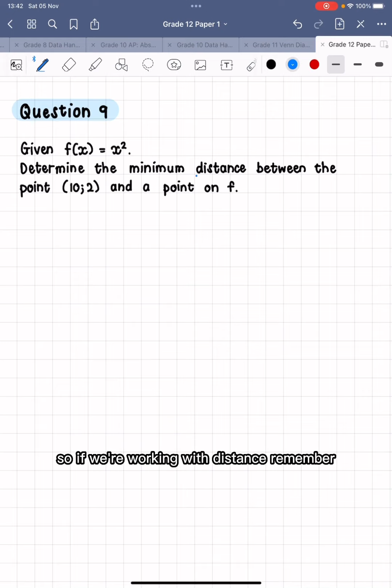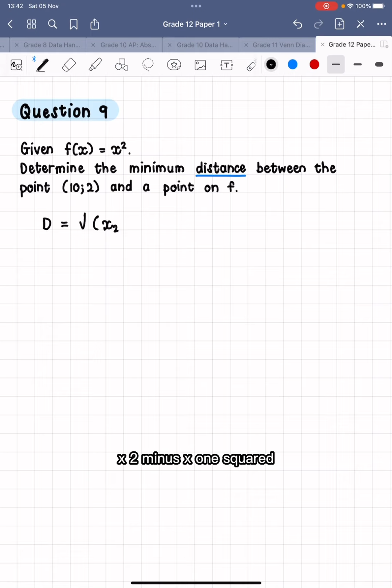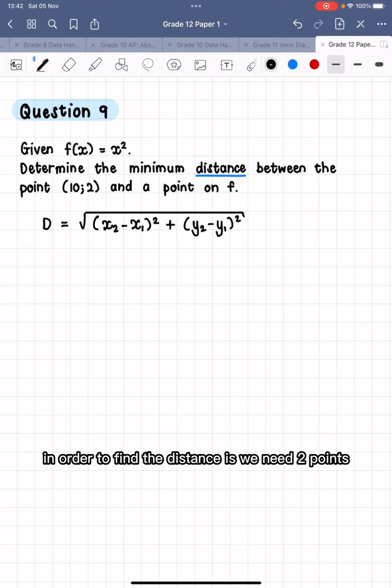So if we're working with distance, remember we need to work with the distance formula. The distance formula is always the square root of (x2 minus x1) squared plus (y2 minus y1) squared, like that. So what we need in order to find the distance is 2 points. We need our point (10, 2), which they did give us, and then we need a point on f.